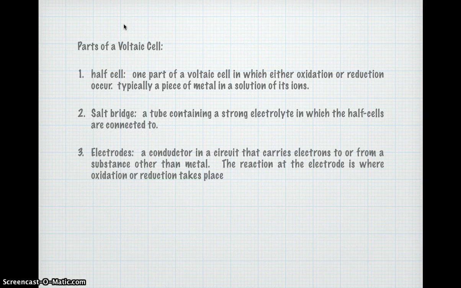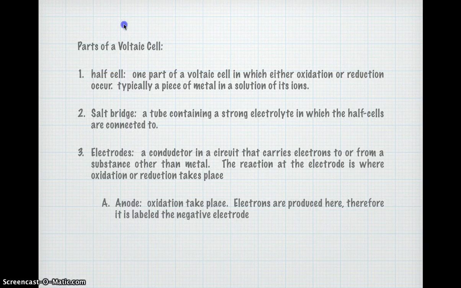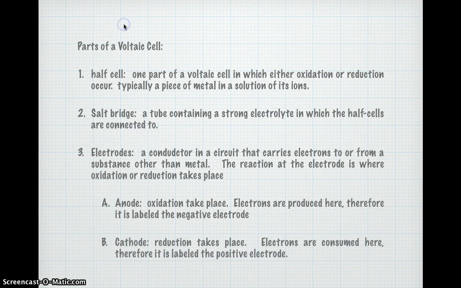And three, the electrodes. Electrodes are a conductor in a circuit that carries electrons to or from a substance other than metal. The reaction at the electrode is where oxidation or reduction takes place. Now, the anode is where oxidation takes place. This is where the electrons are produced, and therefore it is labeled the negative electrode. The cathode is another electrode, and this is where reduction takes place. Electrons are consumed here. Therefore, it is labeled the positive electrode.